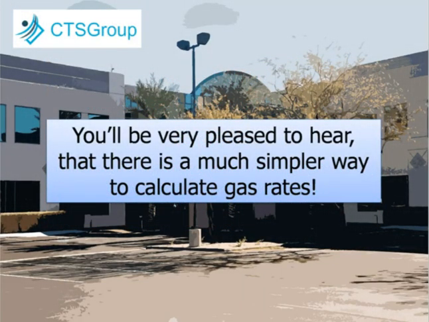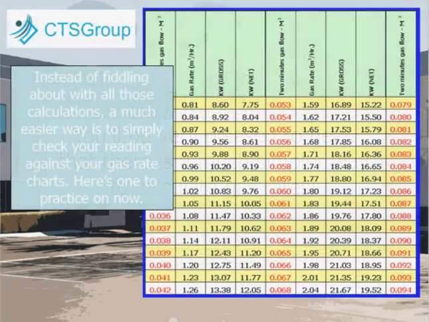Of course, you'll be very pleased to hear that there is a much simpler way to calculate gas rates. Instead of fiddling about with all those calculations, a much easier way is to simply check your reading against your gas rate charts. Here's one to practice on now.